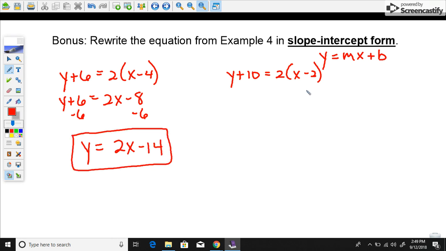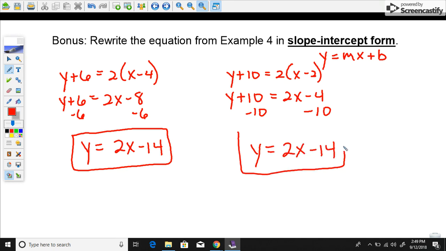If I choose the other point slope form, still do distributive first. That'll be 2x minus 4. And now when I get y by itself, I subtract 10. Something special happens. I have the same exact slope intercept form. So this is how you can take point slope form and convert it into slope intercept form.